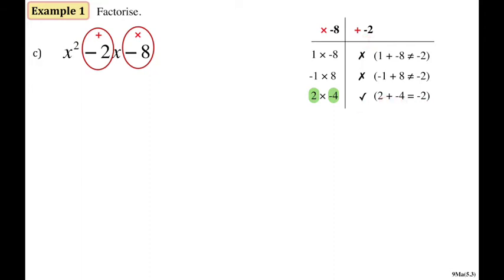That's what I want. So, a double set of brackets. Each bracket begins with x. One bracket has a plus 2. The other bracket has a minus 4. There's your answer. If you wrote x take 4 in brackets followed by x plus 2 in brackets, that would also be correct. The order of the brackets does not matter.